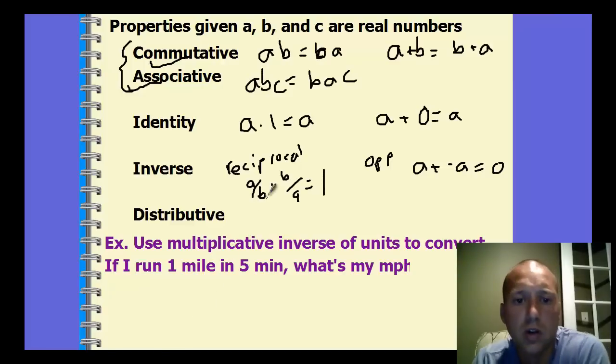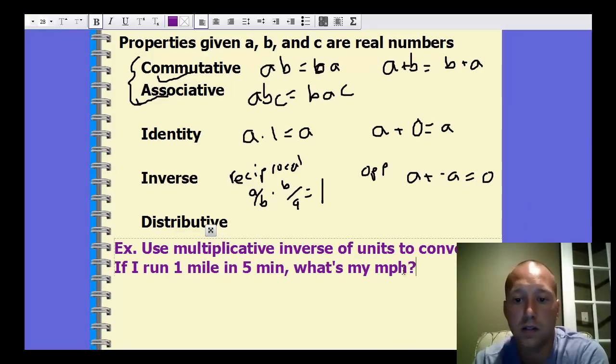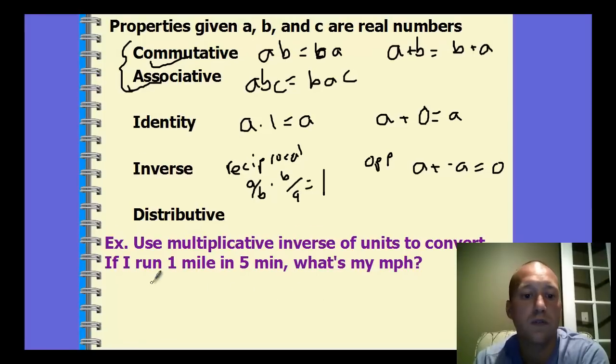And the reason why that occurs is because if you actually divide b divided by b, you get 1, and a divided by a, you get 1. We'll skip the distributive properties, keep moving on. Let's do this example here. We're going to use the multiplicative inverse of units to convert 1 mile in 5 minutes to miles per hour. So you can't quite see the end of this, so we can fix that. There we go. So to convert that, let's first write the fraction.